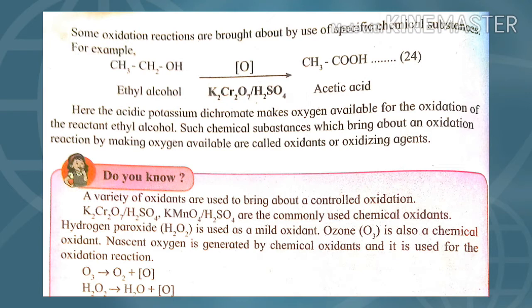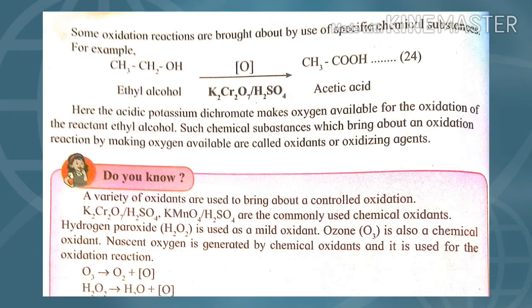Similarly, some oxidation reactions are brought about by the use of a specific chemical substance, known as an oxidizing agent or oxidant. For example, acidic potassium dichromate makes oxygen available for the oxidation of the reactant ethyl alcohol to form acetic acid. Such a chemical substance, that is acidic potassium dichromate, is called an oxidant or oxidizing agent.